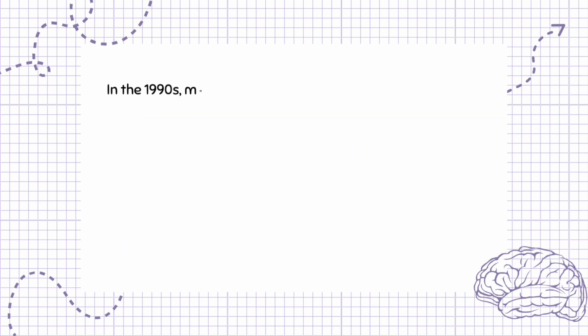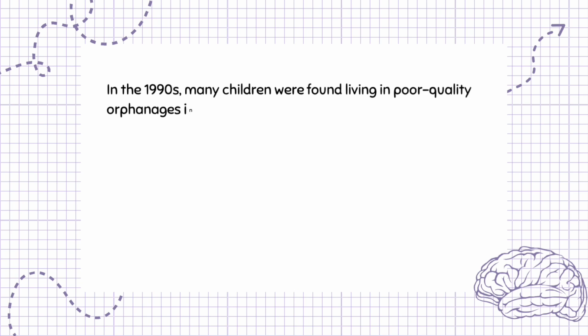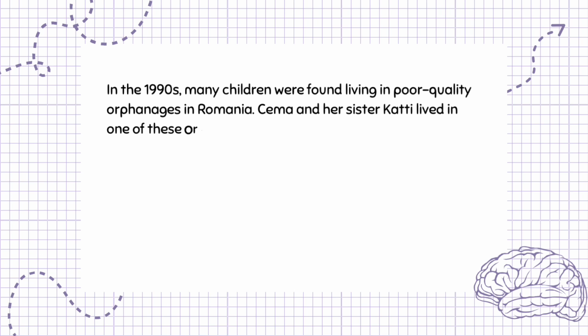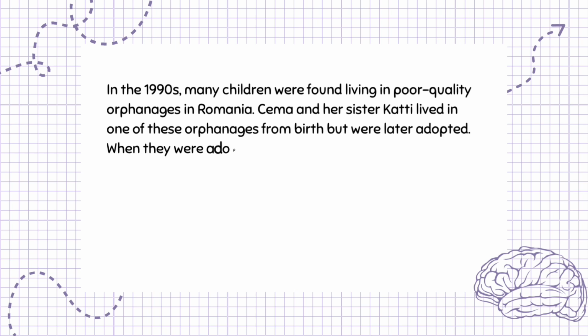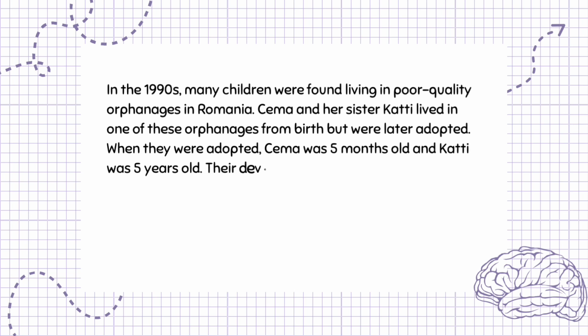In the 1990s, many children were found living in poor-quality orphanages in Romania. Sema and her sister Kati lived in one of these orphanages from birth but were later adopted. When they were adopted, Sema was 5 months old and Kati was 5 years old. Their development was then studied for several years.